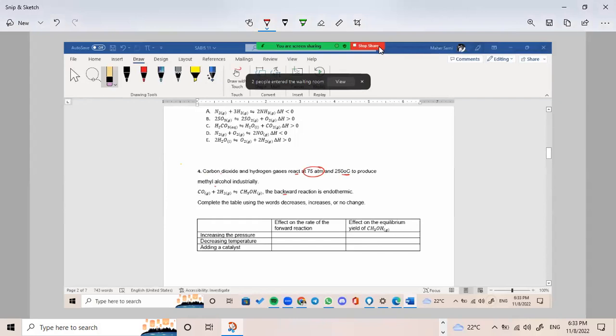وبيقول لي الباكورد رياكشن بتاعي از اندوثيرميك، يعني انا الهيت بتاعتي هتبقى جنب الرياكتنت. فبيقول لي لو سمحت جاوب لي السؤال اللي هو فيل التيبل يعني. فبيقول لي والله الافكت على الريت بتاع الفورورد رياكشن، انا بس عايز ازود هنا نقطه، وهزود كمان الافكت على الريت للباكورد رياكشن. وبعدين يبقى انا كده عندي 3 تيبل جنب، يبقى واحده للفورورد وواحده للباكورد وواحده للايكوليبريم.